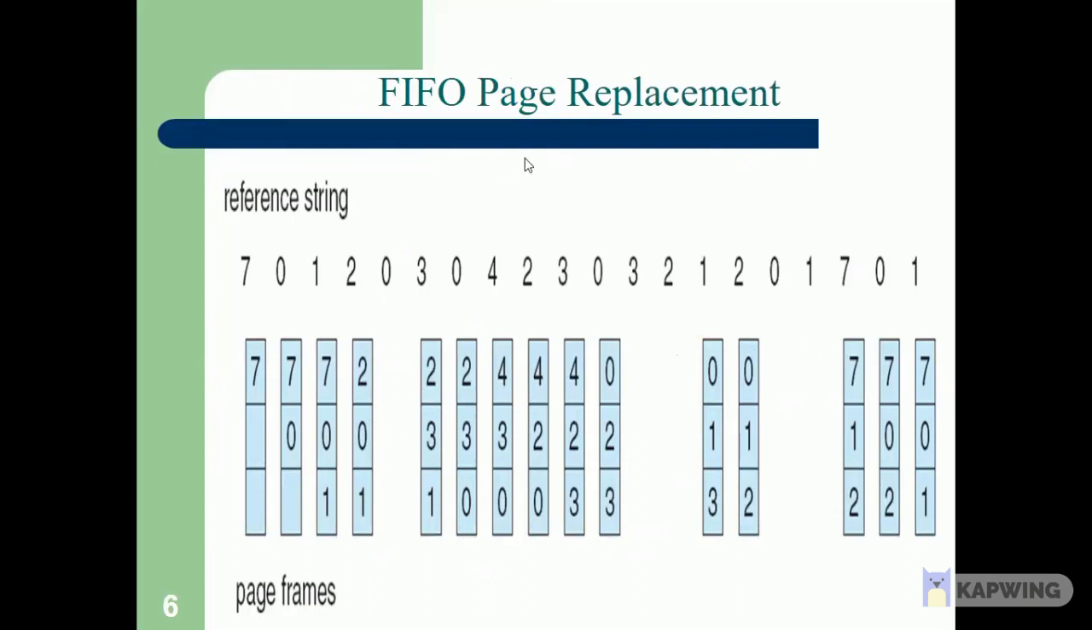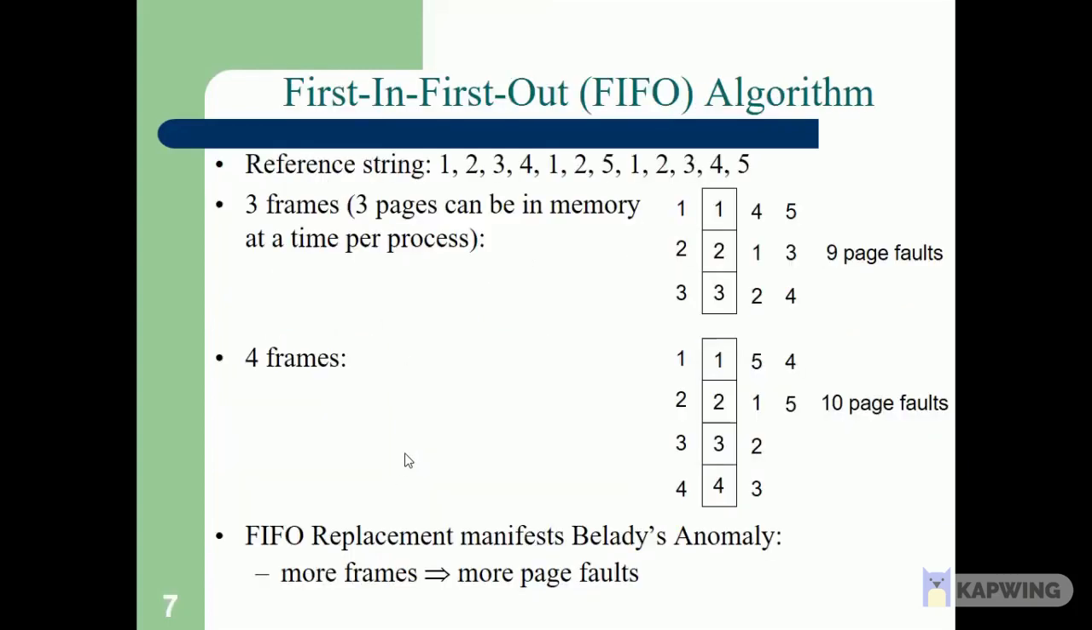Total number of page faults for the frame size 3: 15 page faults are there. Total number of page faults are 15 when you are using the frame size 3. Now in the first in first out algorithm, the reference string is 1 2 3 4 1 2 5 1 2 3 4 5. Now what happens here? If the frame size is 3, 3 pages can be in memory at a time per process.